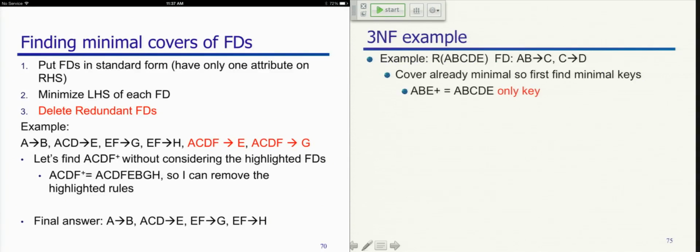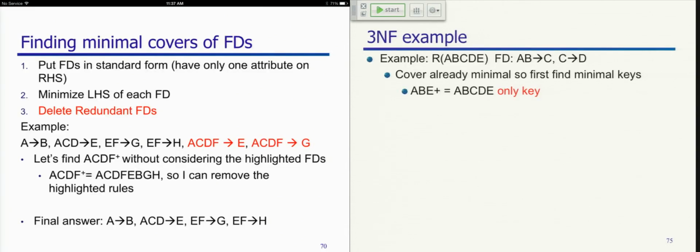Okay, let's do an example. So A, B, C, D, E, and let's say we have two functional dependencies. A, B gives you C, and C gives you D. If you check, this is already minimal cover, so we don't need to make any changes with that. One thing which we need to do with 3NF that we weren't doing before is finding the minimal keys. When we were dealing with BCNF, all we cared about was whether the thing that we have on the left-hand side is a super key for our current relation or not. However, with 3NF, you need to know all of the keys.